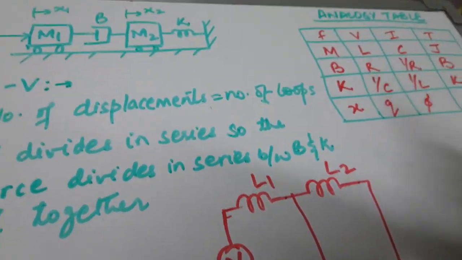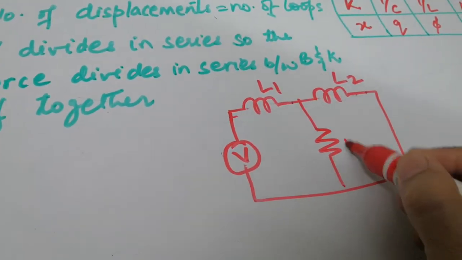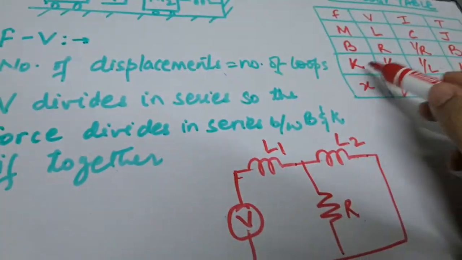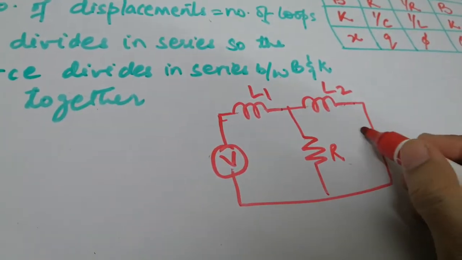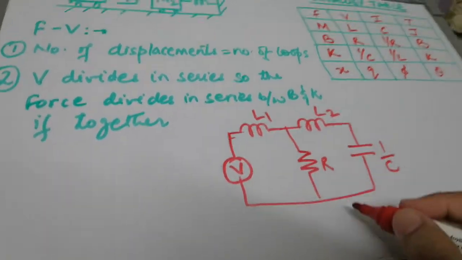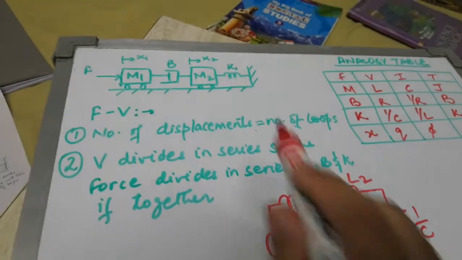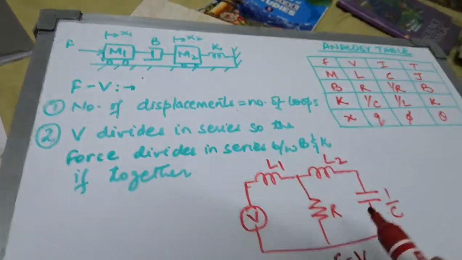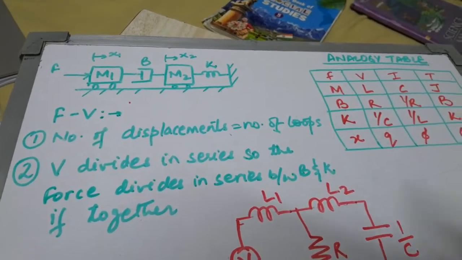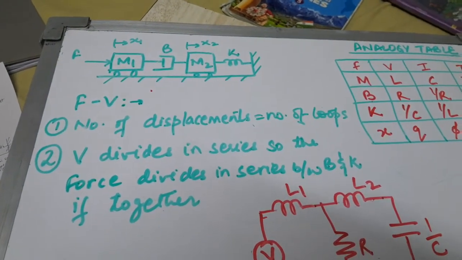Now just quickly see that M1 and M2 are both joined with a damper. So replacing B with R, these two are joined with the R, and this M2 is joined with a K. So corresponding to K, we have got our 1 upon C. So this completes our FV analogous system. From the force analogy system, we have converted to a voltage analogy system only by using our analogy table. Now the same example we are going to do with the FI analogy.